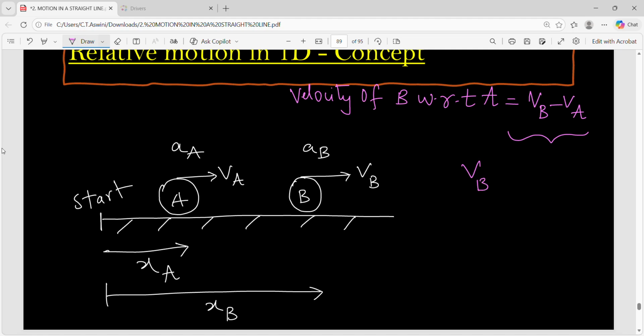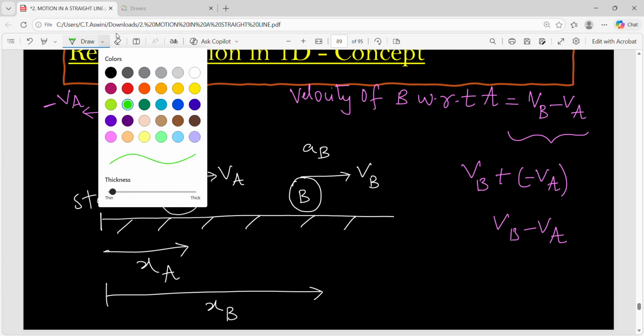So carefully observe, what have we done here? VB, that means we took the velocity of B minus VA. Don't you think we are reversing the direction of A? Then it becomes minus VA, right? In plus x-axis, it was VA. Minus VA means you are reversing the direction of A and you are adding it. So VB plus reverse direction of A. That means VB plus minus VA. That becomes VB minus VA. Very important. Have you understood this?